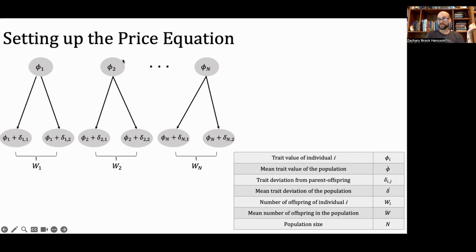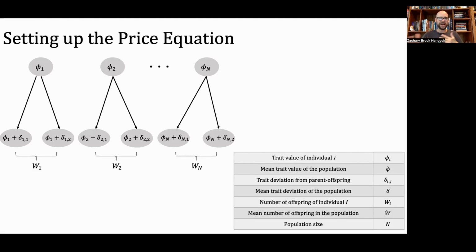We do the same thing with the second individual. So this is the second individual. They have some offspring now with their trait, plus the deviation from this parent, which is delta sub 2,1, indicating second ancestor, first offspring. Same thing here, second individual, second offspring. And you do that all the way to n. So this is our very simple diagram that basically captures the entirety of the Price equation.